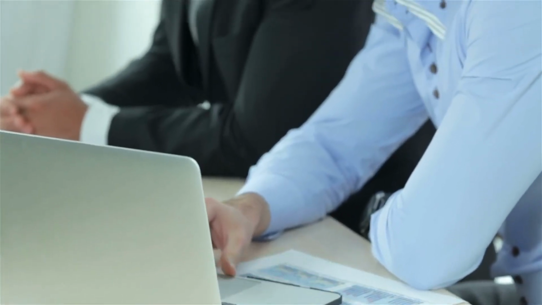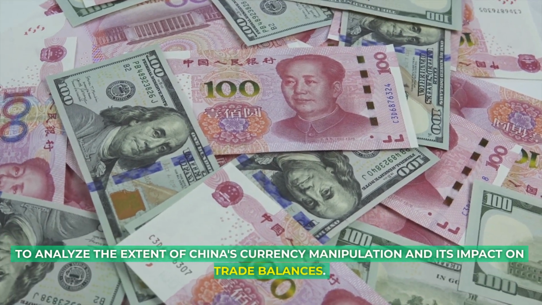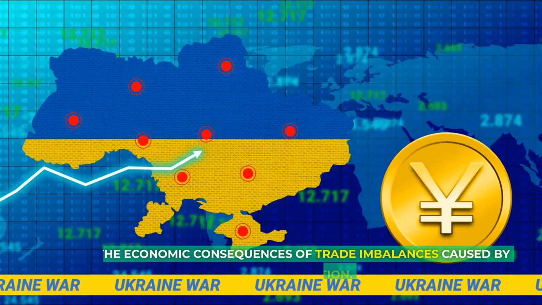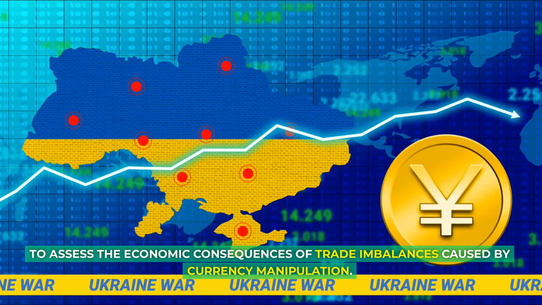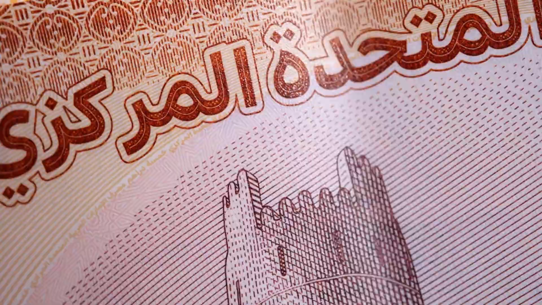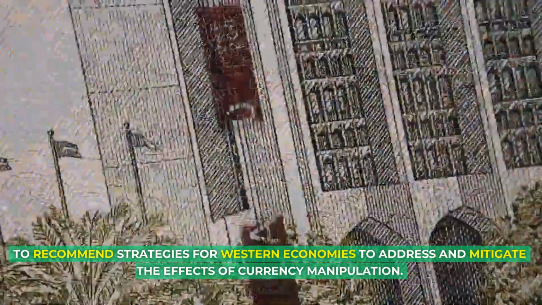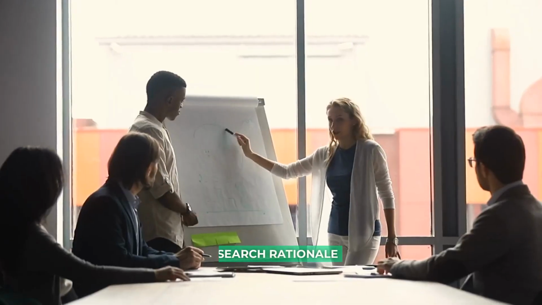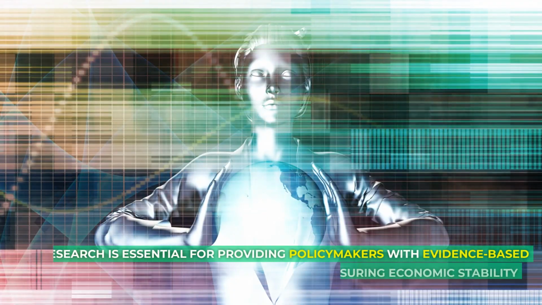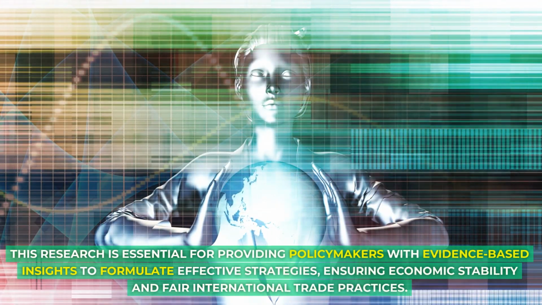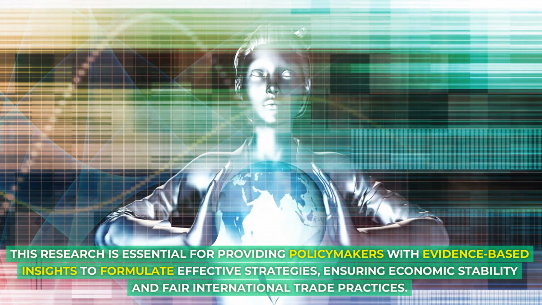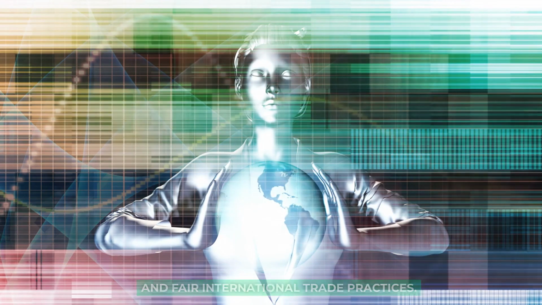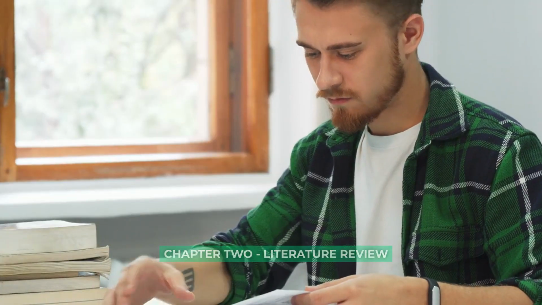Research objectives. To analyze the extent of China's currency manipulation and its impact on trade balances. To assess the economic consequences of trade imbalances caused by currency manipulation. To recommend strategies for Western economies to address and mitigate the effects of currency manipulation. Research rationale. This research is essential for providing policymakers with evidence-based insights to formulate effective strategies, ensuring economic stability and fair international trade practices.